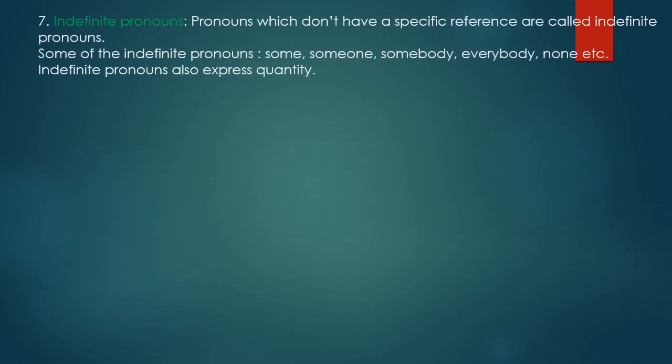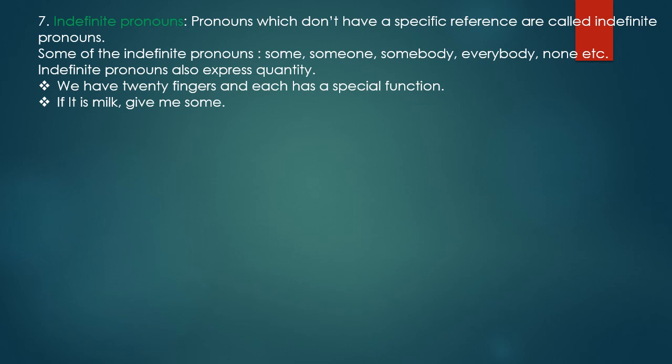Seventh kind of pronoun is indefinite pronouns. Pronouns which don't have a specific reference are called indefinite pronouns. Some of the indefinite pronouns are some, someone, somebody, everybody, none, etc. Indefinite pronouns also express quantity. We have 20 fingers and each has a special function. It is milk, give me some. We can say, if it is milk, give me some.